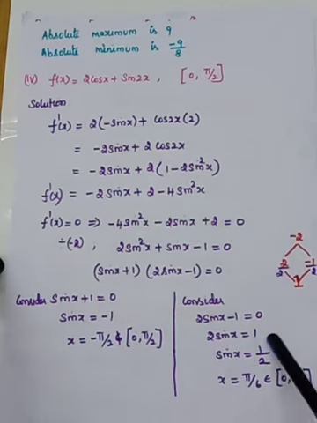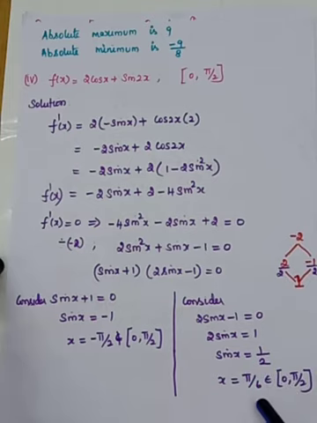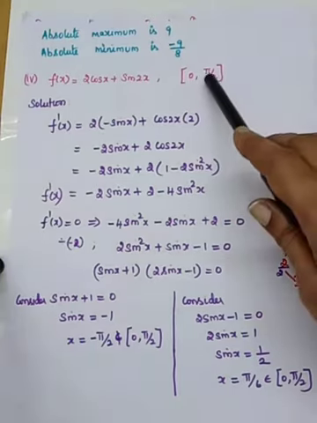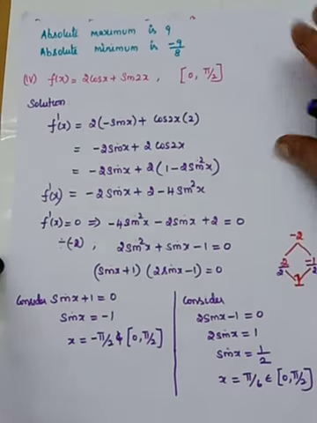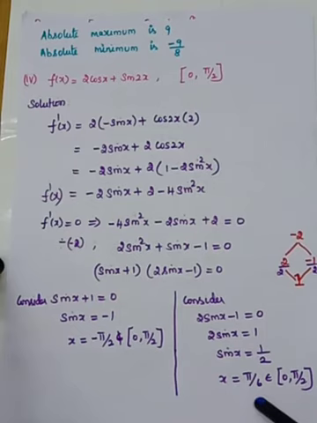2 sin x is equal to 1. Sin x is equal to 1 by 2. So, 1 by 2 can be written as sin pi by 6, that is sin 30 degree. So, x is equal to 30 degree. Your 30 degree lies in this interval 0 to 90 degree. So, we will take the critical number x is equal to pi by 6.